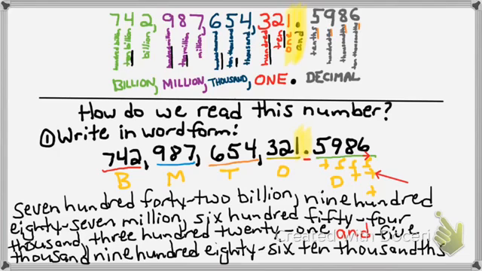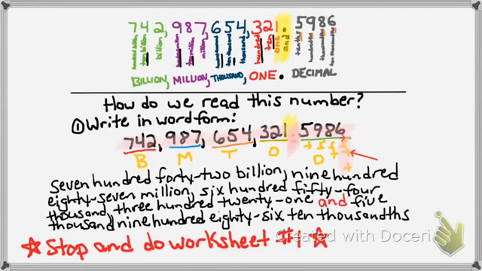So let's take a look at this number. The correct way to read it and the correct word form we said is 742,987,654,321 and 5,986 10 thousandths. Please stop and do worksheet number 1. Again, you can go back to this problem, go through it slowly, stop as you go to help you with worksheet problem number 1.